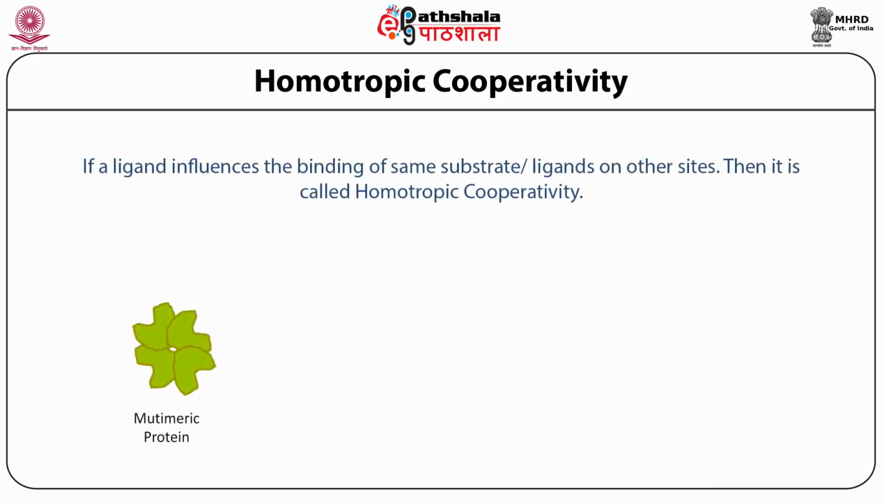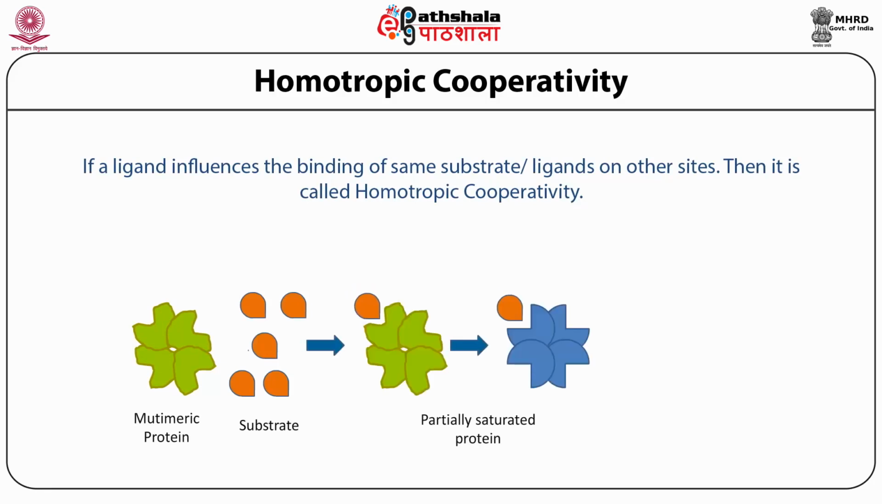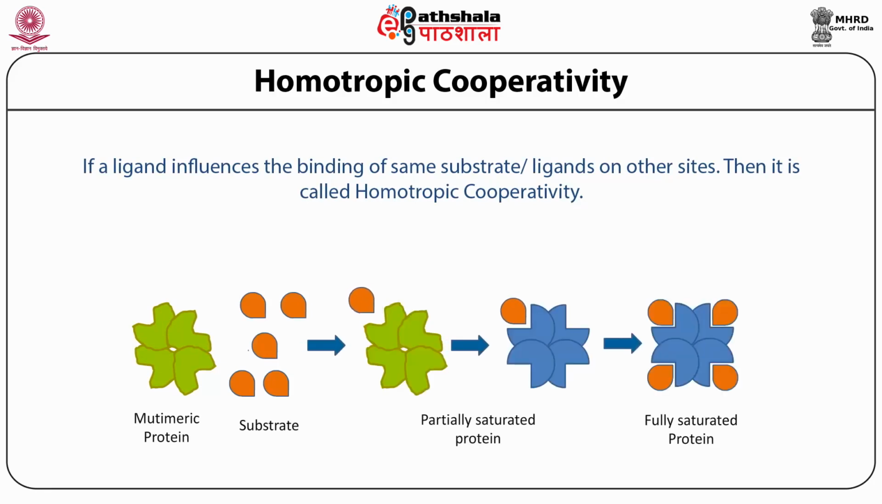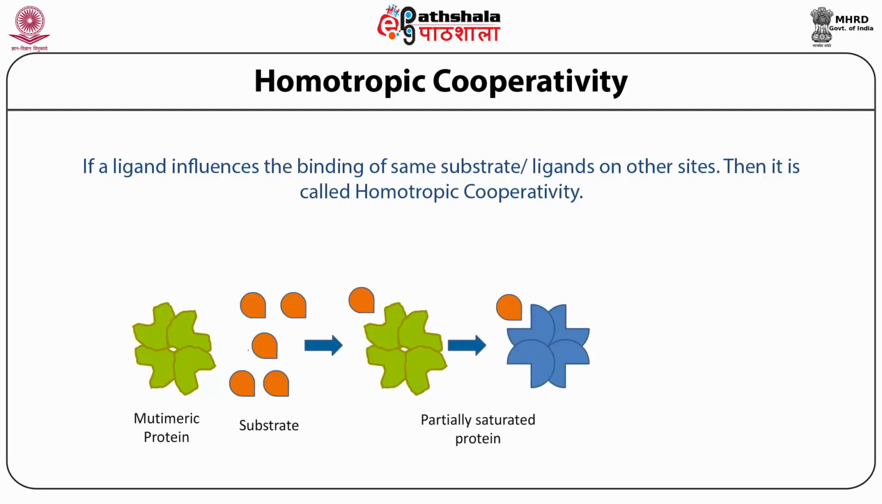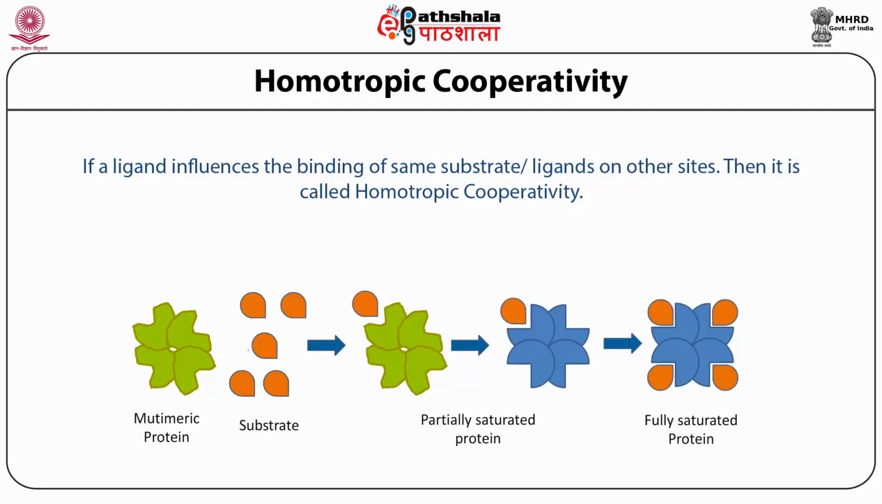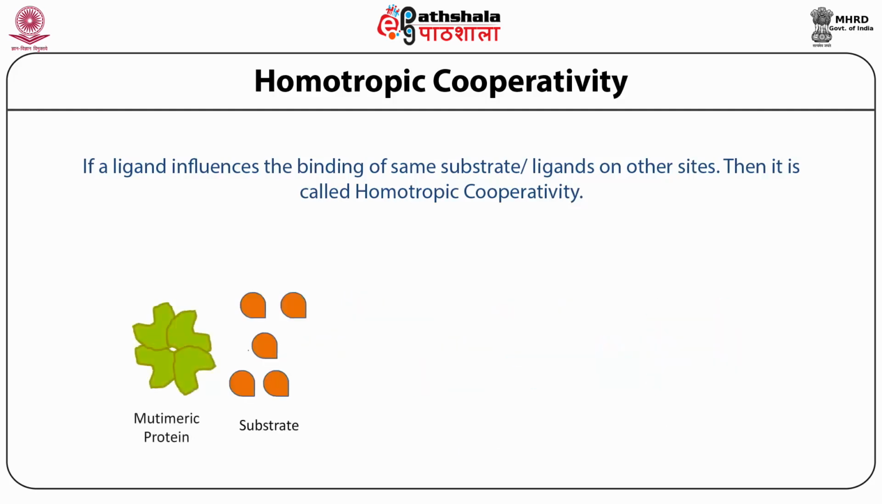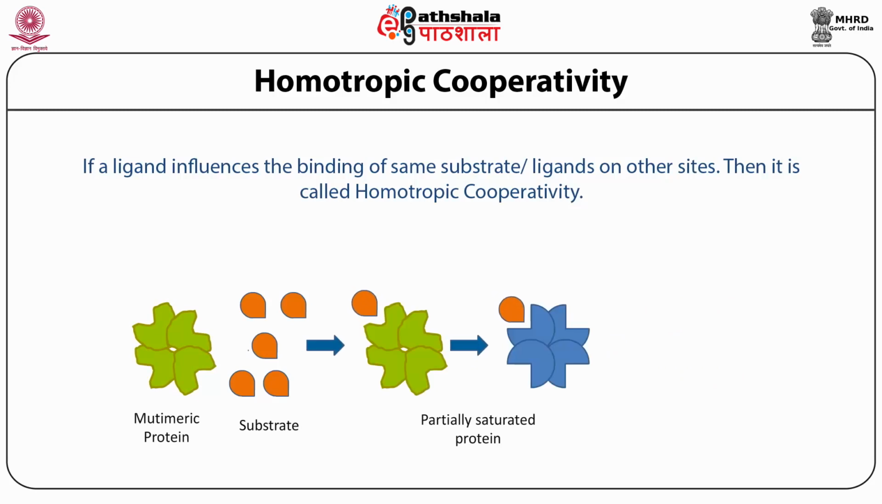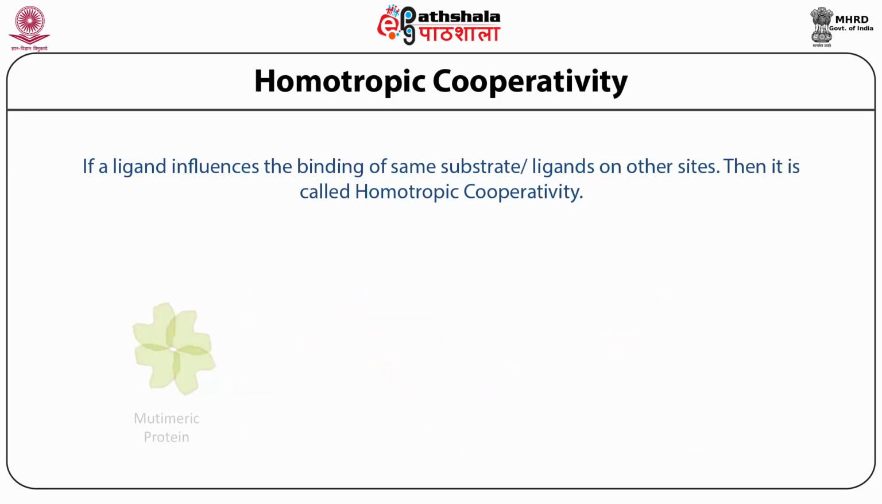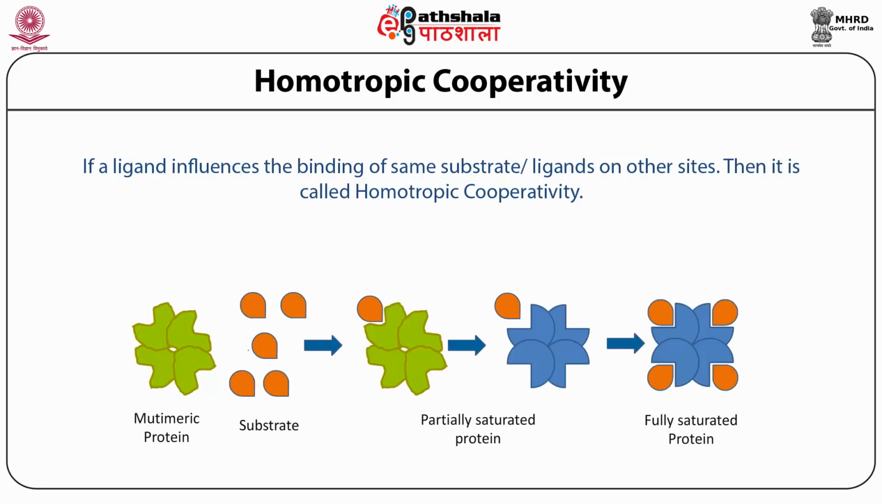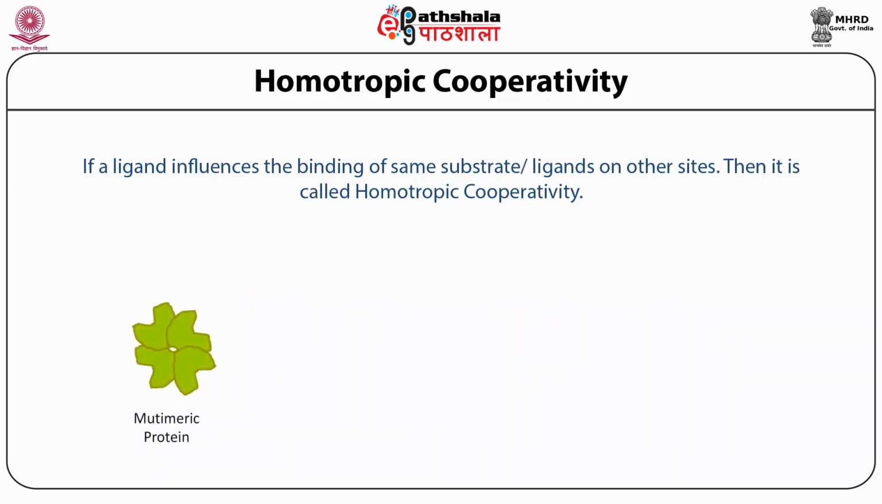If a substrate molecule for the enzyme, or ligand for the receptor, influences the binding of similar kinds of other molecules also, like oxygen in case of hemoglobin, so when oxygen binds to hemoglobin, it facilitates the binding of other oxygen molecules. This kind of cooperativity is called homotropic cooperativity, because binding of the oxygen molecule is facilitating the binding of other oxygen molecules to the active site of the enzyme.